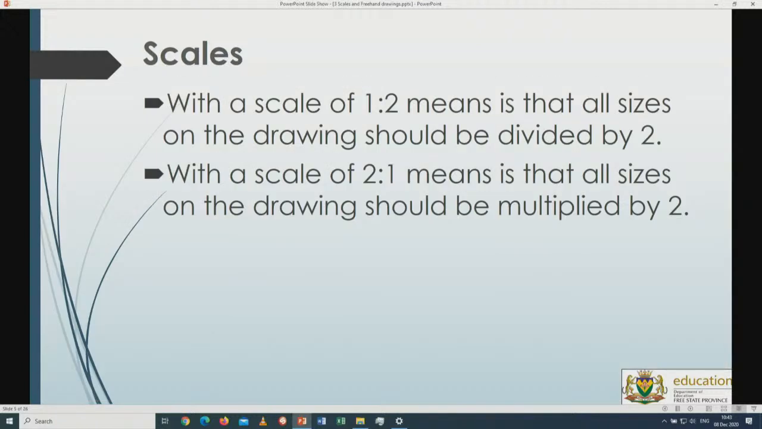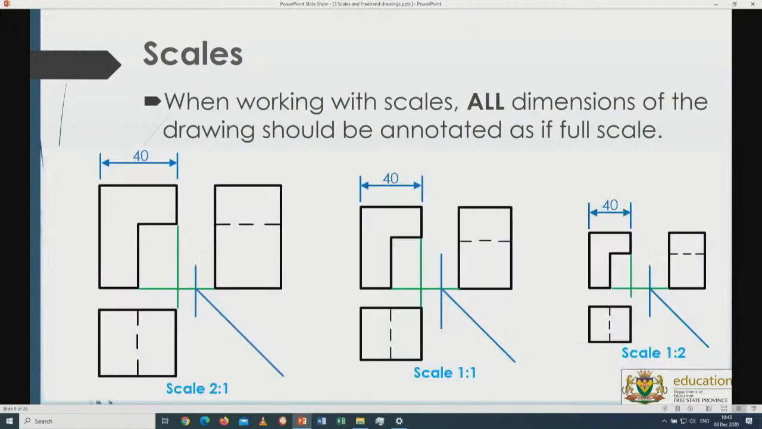Alright, so if it's 1 to 2, obviously you divide by 2. If it's 1 to 5, you divide by 5. If it's 2 to 1, it's multiplied by 2. If it's 7 to 1, it's multiplied by 7, times larger in other words.